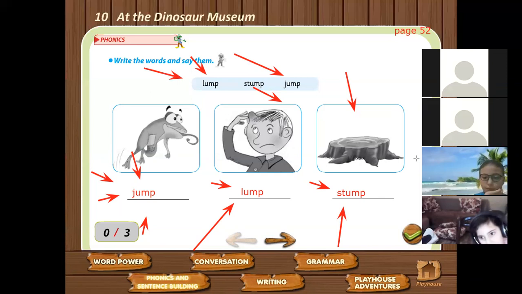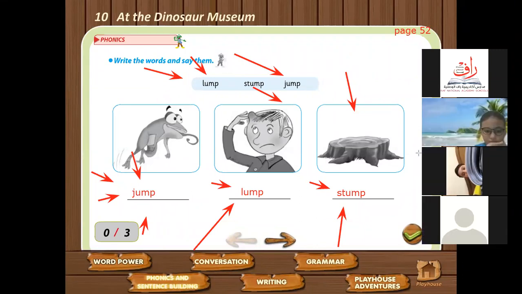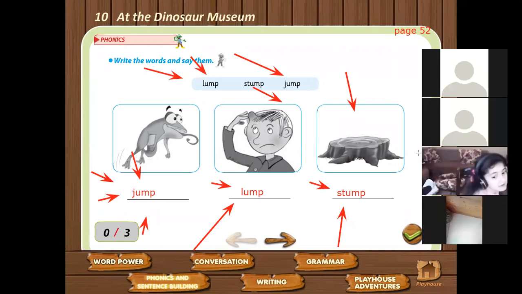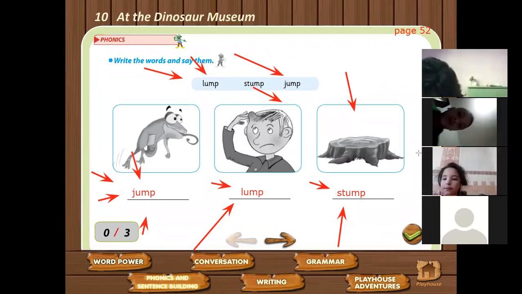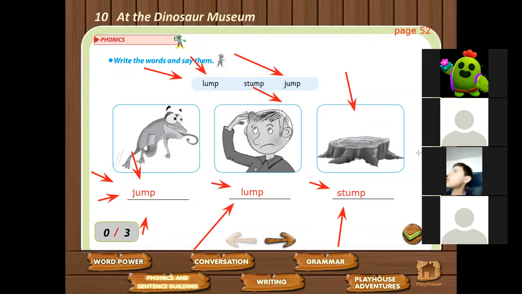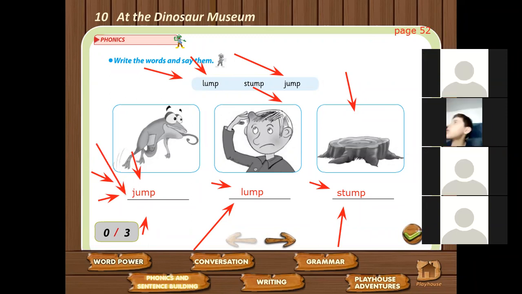Jump, lamp, stamp. Excellent. Great. Okay, let's go back. Did you write the answers, miss? I hope all the students have finished the answers. Yalla Ziad, let's take Ziad again. Ziad, read the words. Jump. Yalla Ziad. Jump.